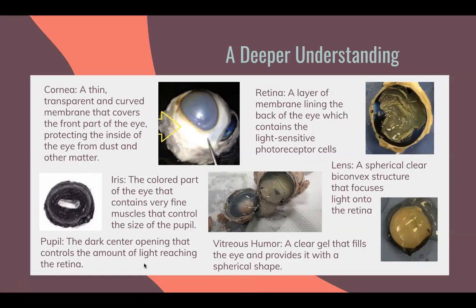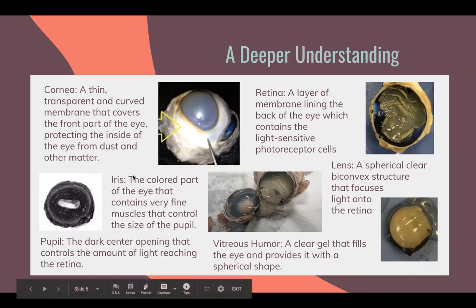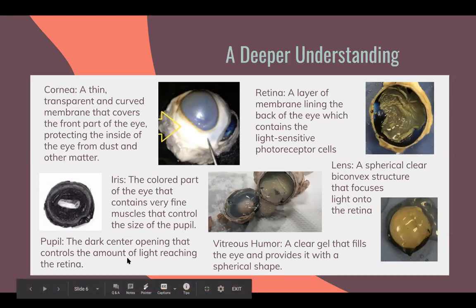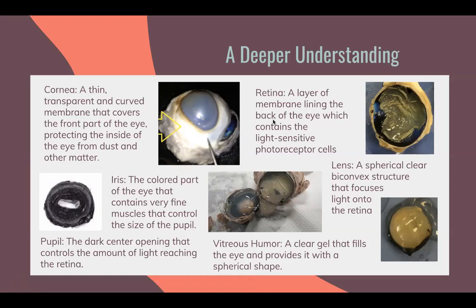So next, we have the iris. So this is obviously the colored part of the eye. On this side, we actually don't see the colored part. This is the other side of it. So we have the colored part on one side and then we have black on the opposite. And it contains very fine muscles to control the size of the pupil.